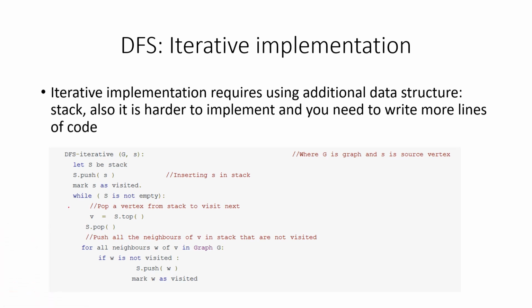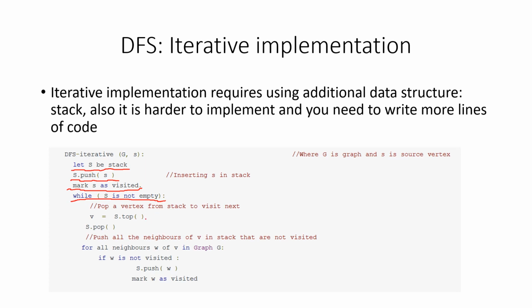So here in this pseudocode, let's take a look at the pseudocode. So let S be a stack, then we push our starting point, okay, then we mark our starting point as visited, then we create a while loop and say that this while loop will run while S is not empty. I mean the stack is not empty.